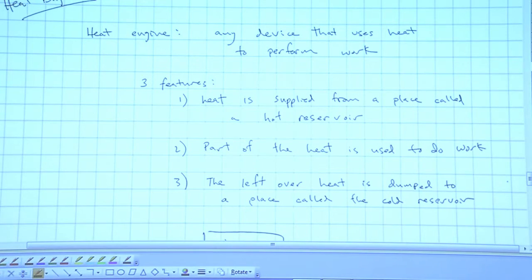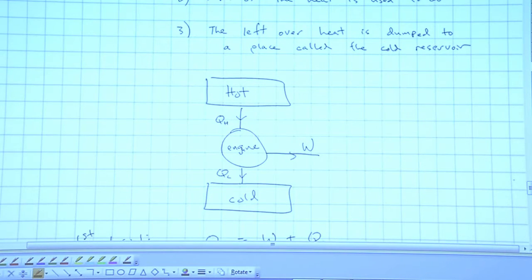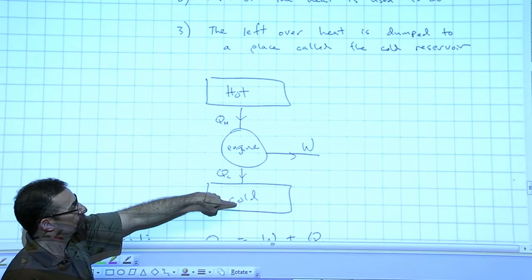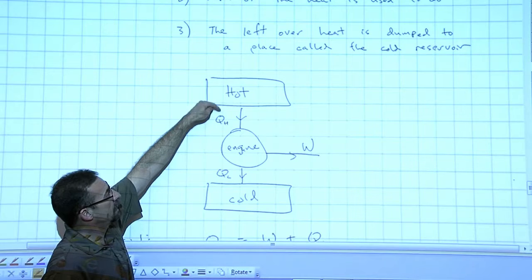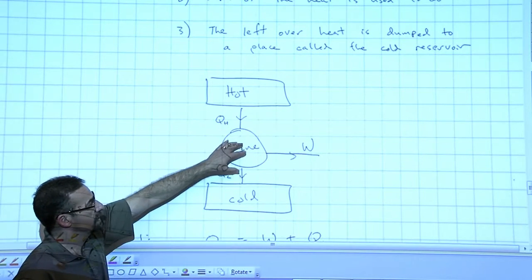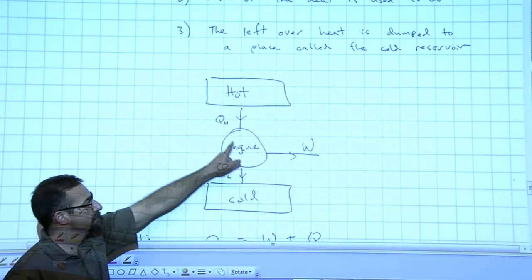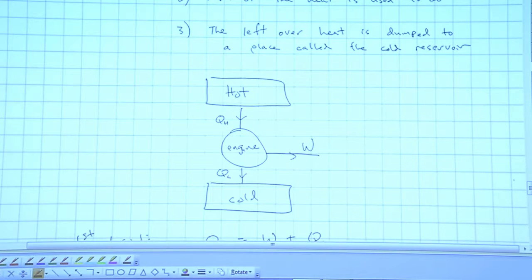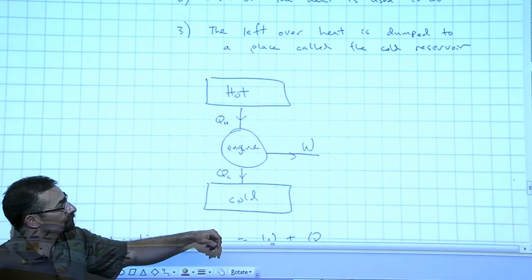reservoir. So we like to draw these pictures that look like this. This is what we draw. A hot reservoir, cold reservoir, and our engine. What happens? Heat's flowing, Q hot, comes out of the hot reservoir into the engine. Part of that does work, and part is dumped out as exhaust or as friction. Maybe there's some friction in our engine, and it heats up a little bit, and that heat is lost to the environment.